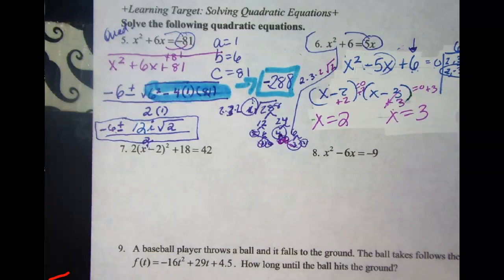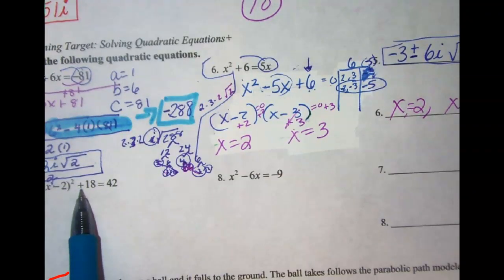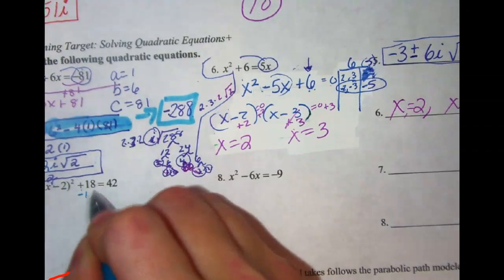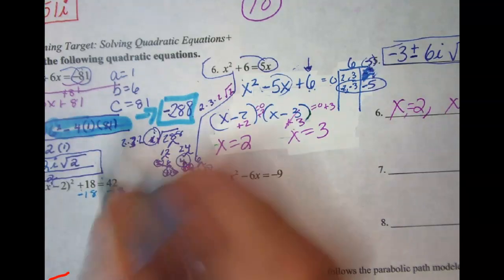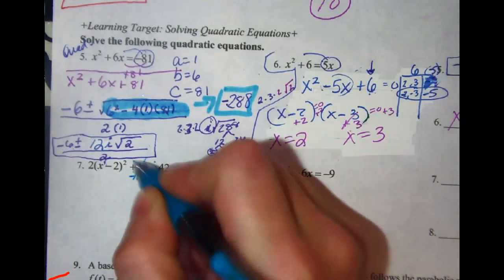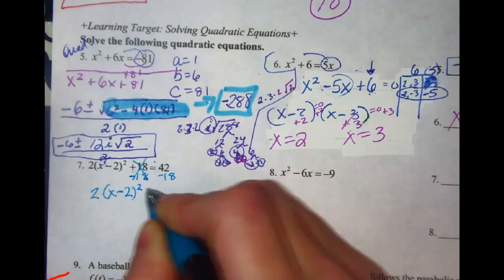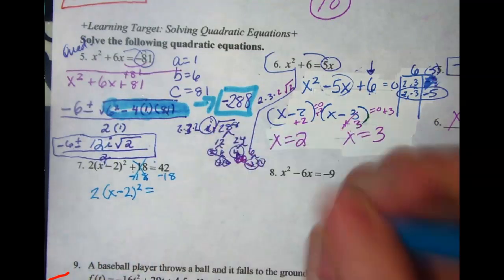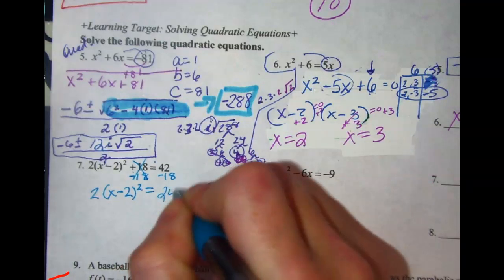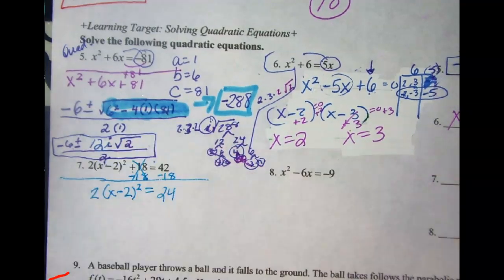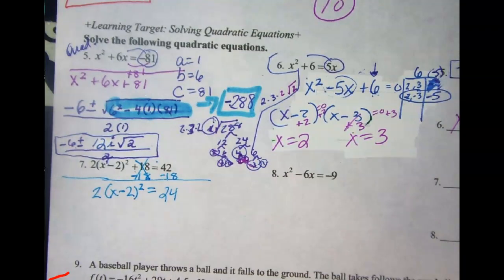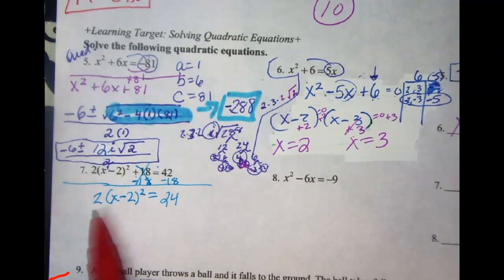So for this first one, we just have to make sure we take numbers to the other side. -18, -18. I want to get that square root part all by itself. So those cancel. I'm left with 2 times x minus 2 squared equals, and then 42 minus 18, we get 24. Okay? Now, this is where we go in a little bit of different order. We can't touch that squared yet, but we can touch the 2.